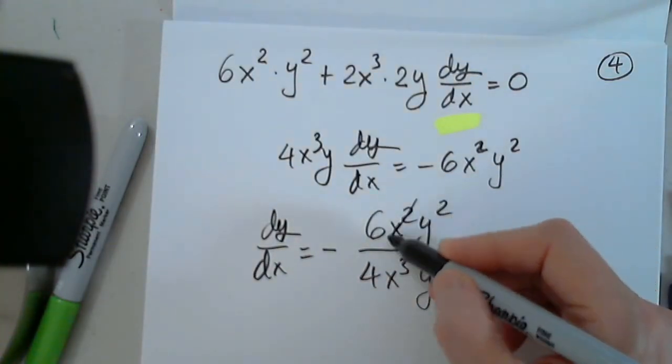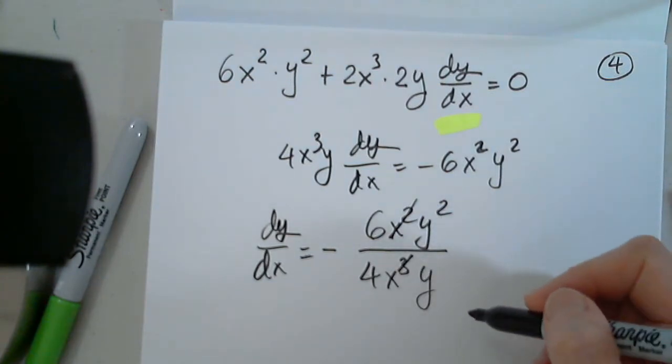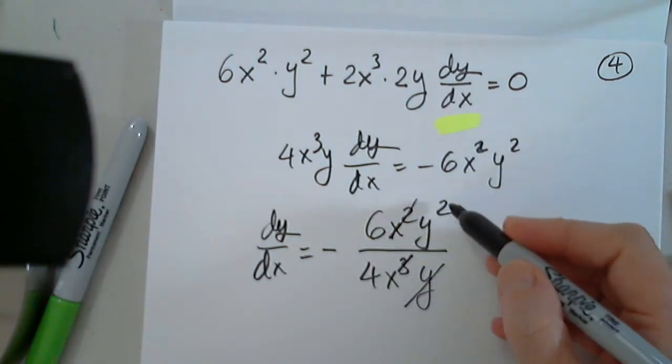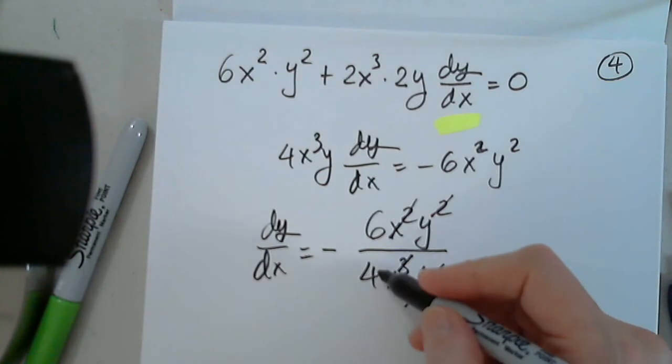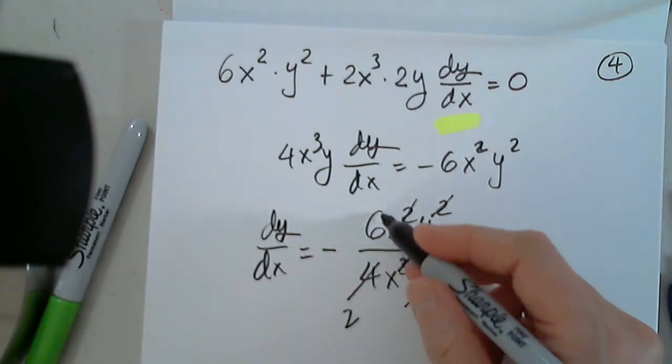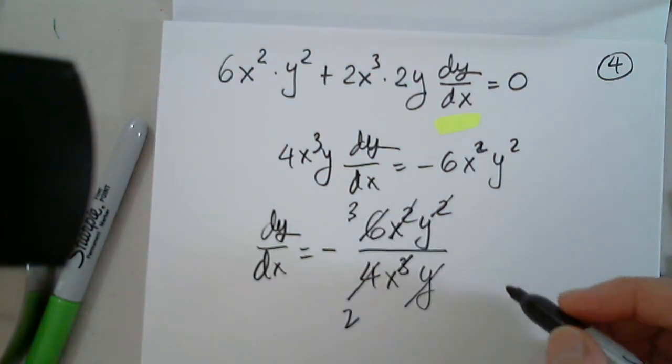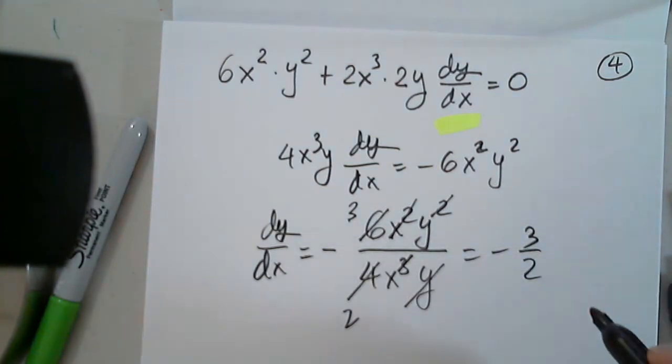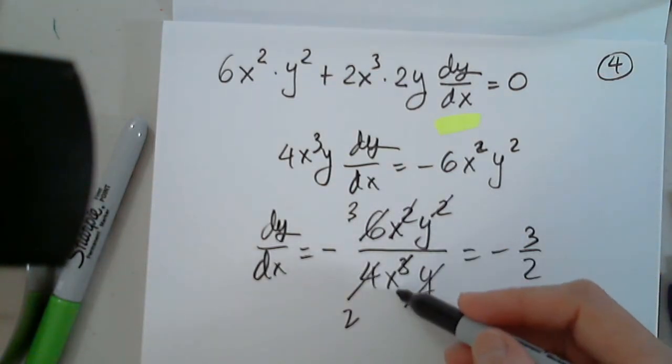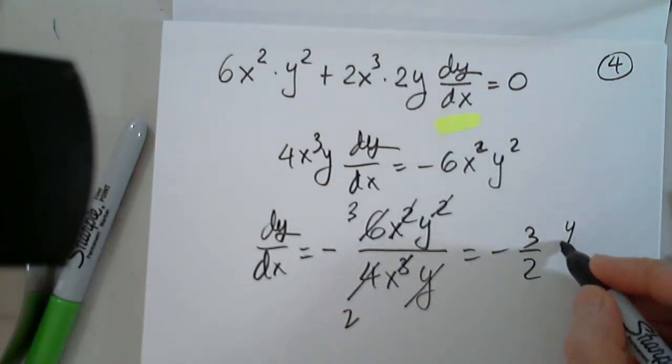I remove 2 x's from here with 2 from here. I remove 1 y from here with 1 y from here. And a 2 from here with a 2 from here. So then I get negative 3 halves, a y at the top, and an x in the denominator. Everything else is gone.